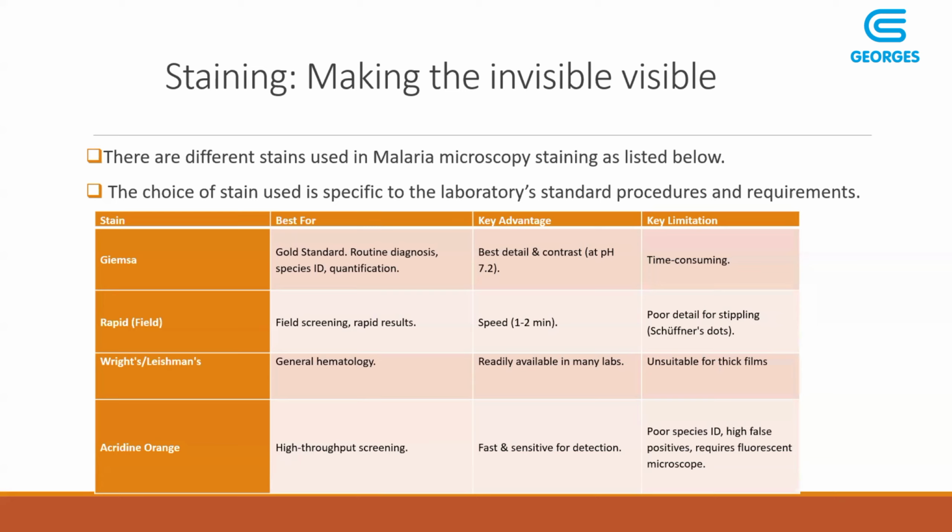Then we have the acridine orange. It has high throughput for screening. It is fast and gives sensitive detection. Although it gives poor species identification, has a tendency of high false positives, and requires a fluorescent microscope. So we will have a look at how the acridine orange stain looks under a fluorescent microscope and how the procedure is done.